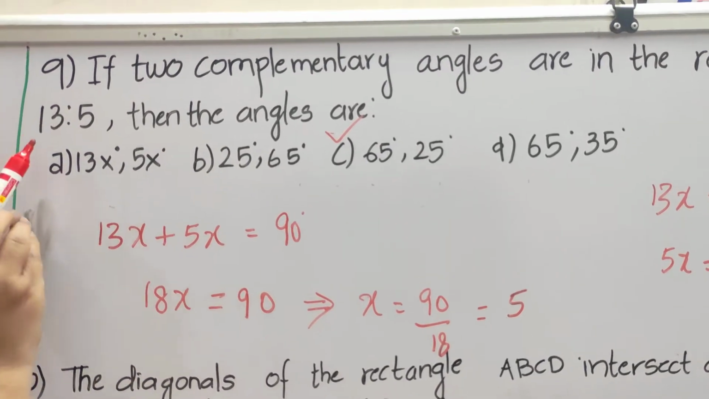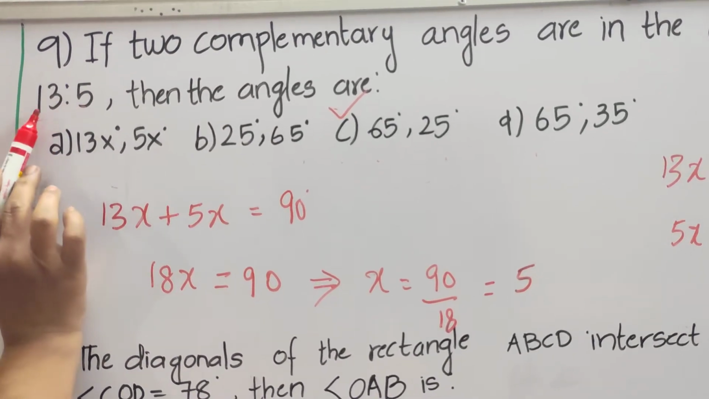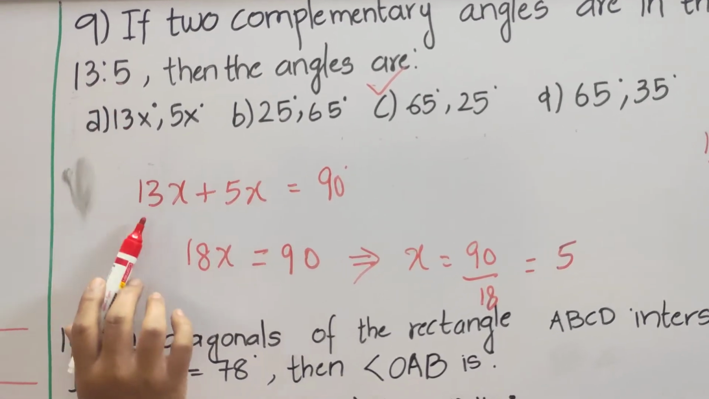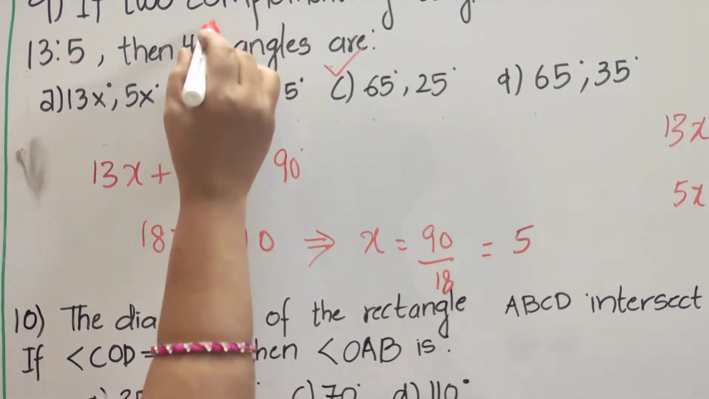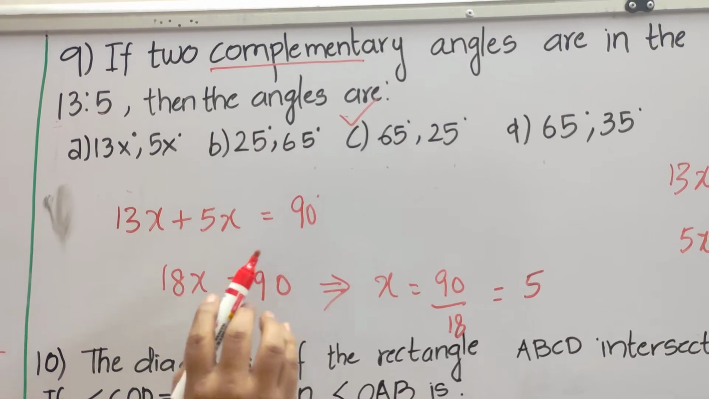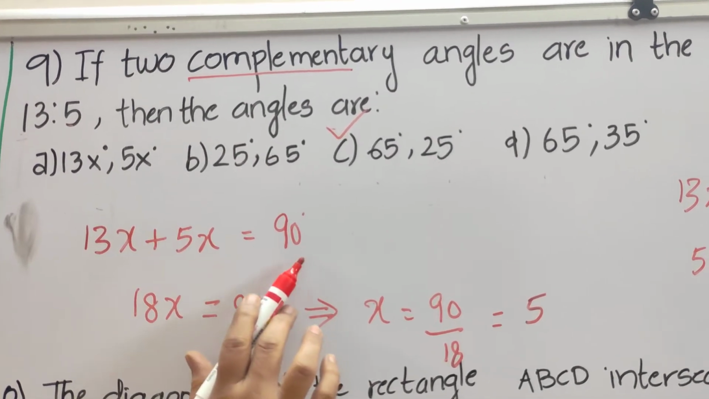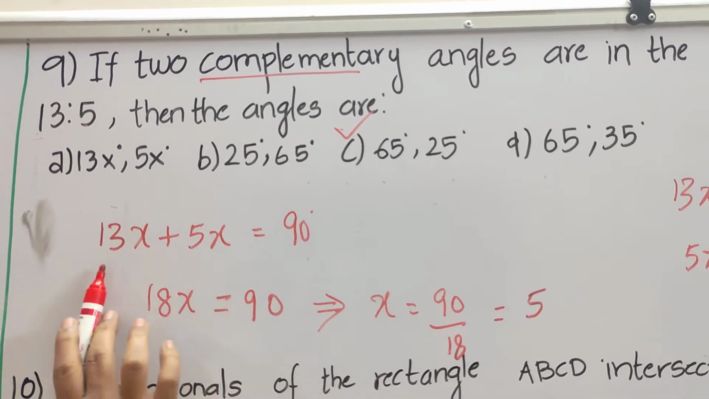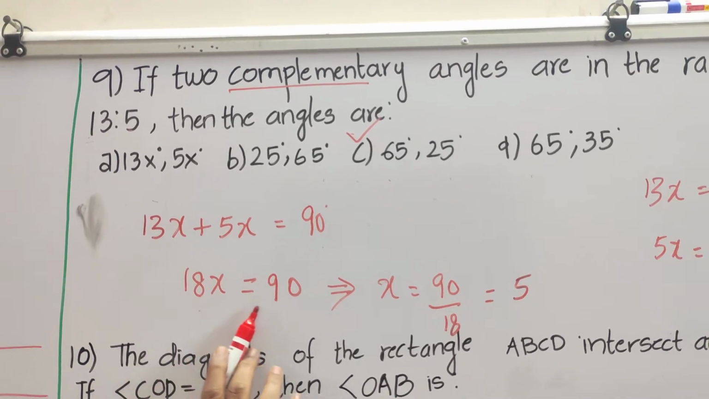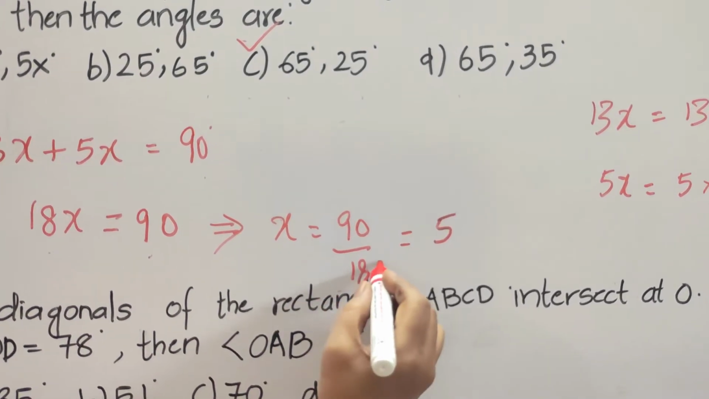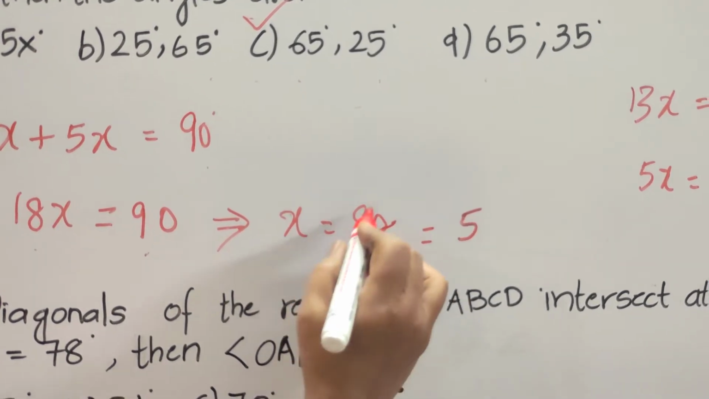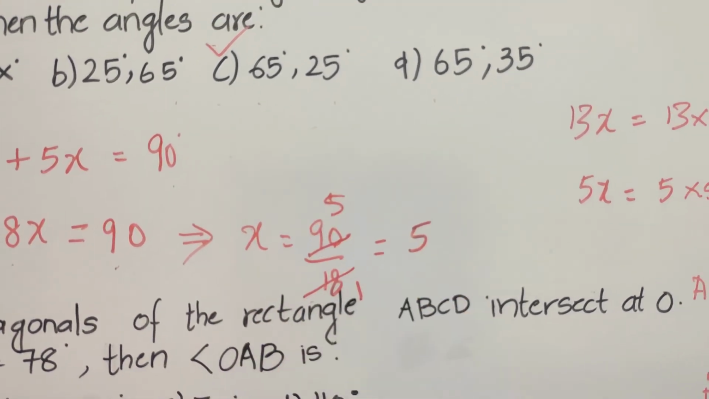Okay. So when you add these two angles, let us call the angle x. So 13x plus 5x is equal to 90, because they have given it's a complementary angle. The sum of two angles will be 90 degrees. So 13 plus 5 is 18. 18x is equal to 90, or x is equal to 90 by 18. When you cancel, 18 fives are 90, you get x is equal to 5.